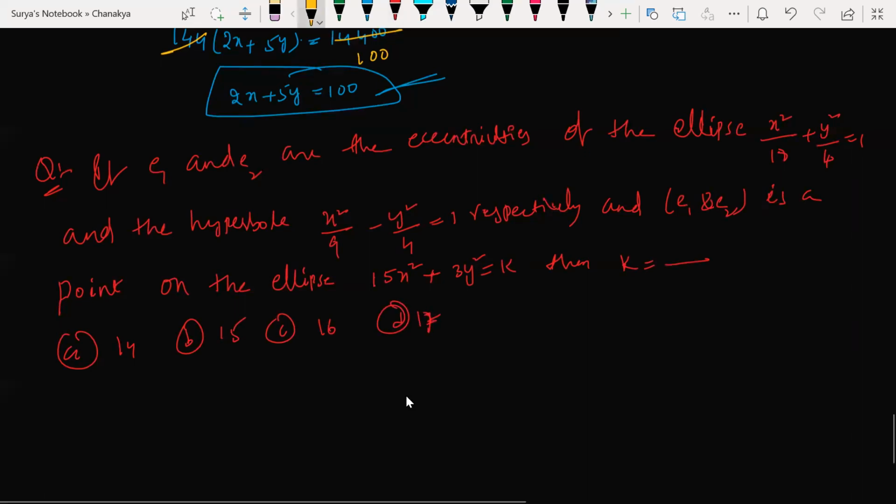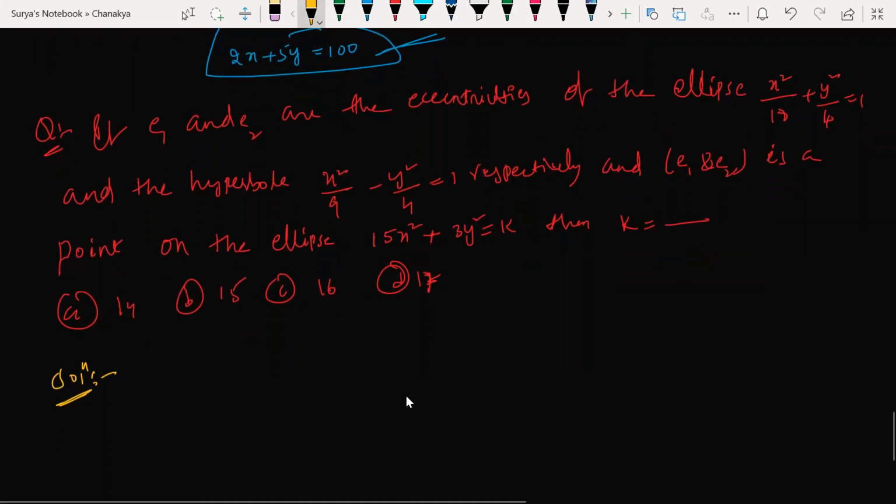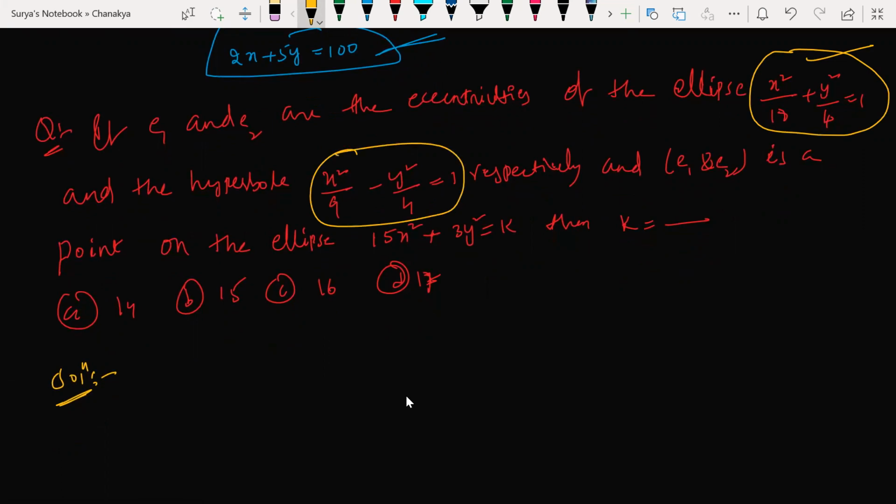Okay. So this is the thing given here. So what can I find? How can I find out? Guys, look at this here. E1, E2 are eccentricities of this ellipse. E1 is eccentricity of this ellipse. E2 is eccentricity of this hyperbola. Okay, respectively, and E1 and E2 is a point on the ellipse. Okay, what I have to do is find out eccentricity 1 and eccentricity 2. E1 and E2 is a point on this ellipse. Then find out the value of k. How simple it is, beta, look. This is also a JEE question, I mean a previous year JEE question.